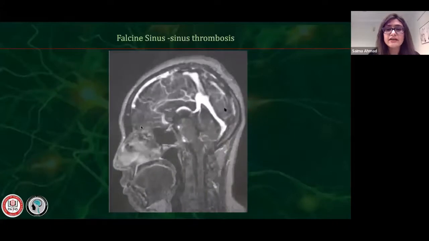So this is again an example, and you can see the posterior part of the superior sagittal sinus is not visualized here because it is thrombosed. Whenever there is a thrombosis of the posterior part of the superior sagittal sinus, there is another alternative way to drain the brain. So this is the falcine sinus, which connects the superior sagittal sinus with the straight sinus.